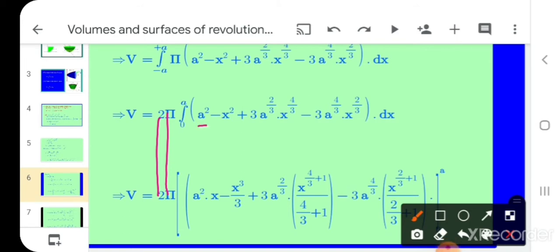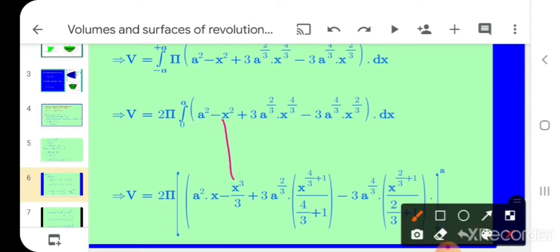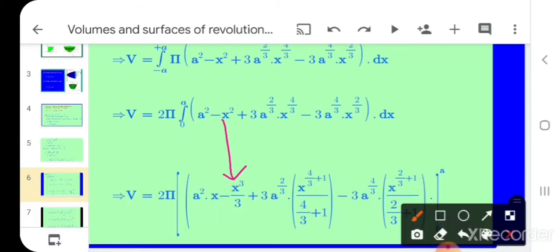Next, now integrate. A square is constant. What is the integration of a constant? The differentiation of a constant is 0, but the integration of a constant with respect to x gives x. So I write a square into x minus the integration of x square, which is x cube by 3. Next, 3 is constant, so I write it the same. A power 2 by 3 is also constant.